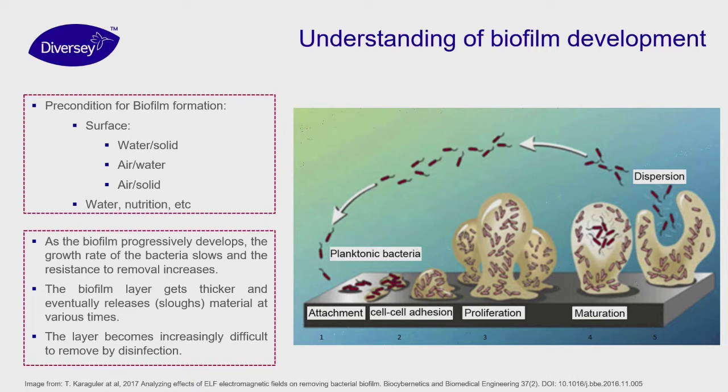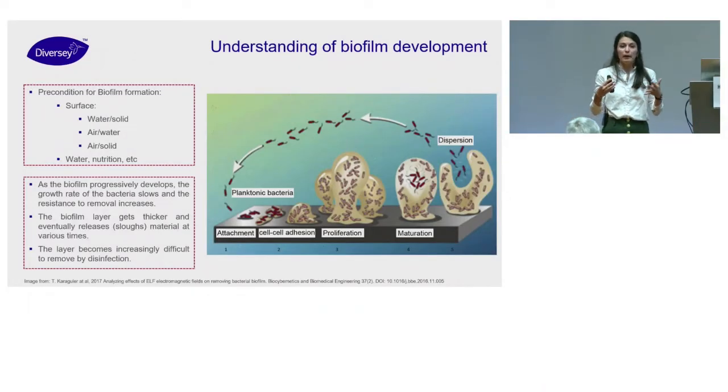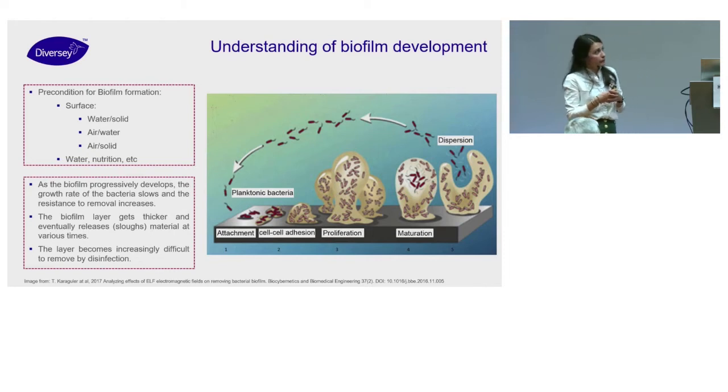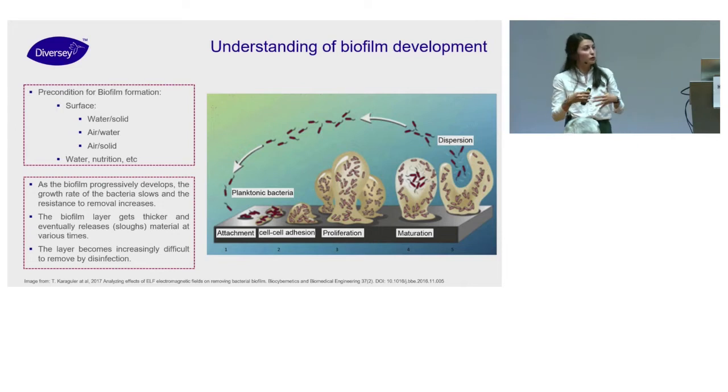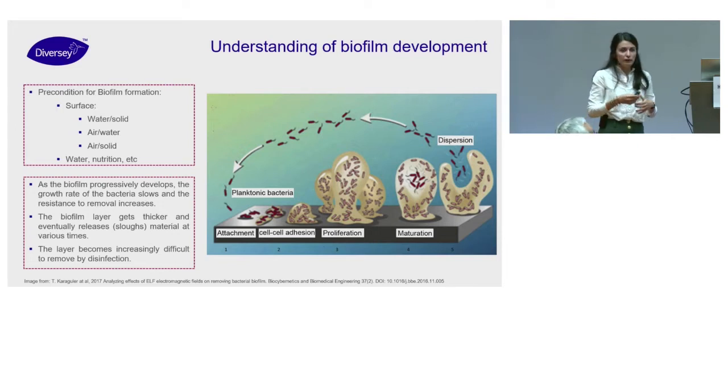The first stage is, of course, the attachment of the bacteria to the surface. Then the second step is the cell adhesion. That means the bacteria will start secreting this EPS layer, so you will have the formation of this protective barrier. And then the third step is the proliferation, where it becomes a real biofilm. The biofilm matures, and in the last step you will have this three-dimensional type of biofilm. Once the biofilm reaches a critical mass, it will start dispersing planktonic bacteria. These planktonic bacteria are then able to go to another surface, and then it starts again.